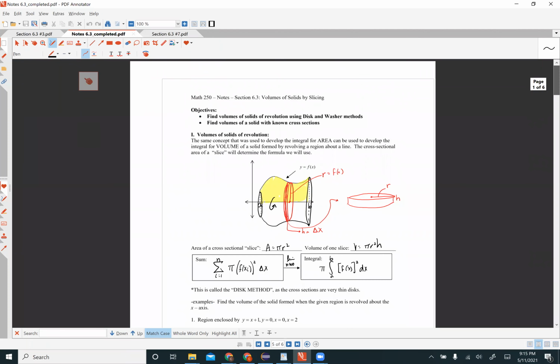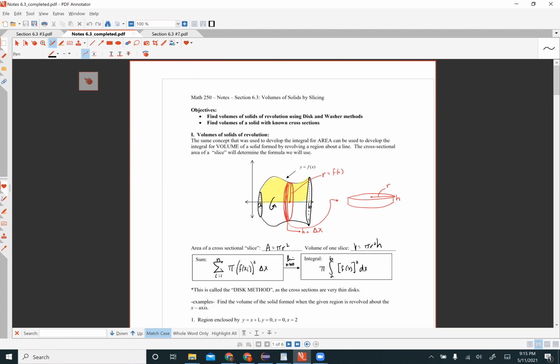So this is a brief lecture on the material in section 6.3. What we're going to do is try to calculate volumes of revolution and also volumes from what they call slicing or known cross section. I think this material is hard. I think 6.2, 6.3, 6.4 is difficult.